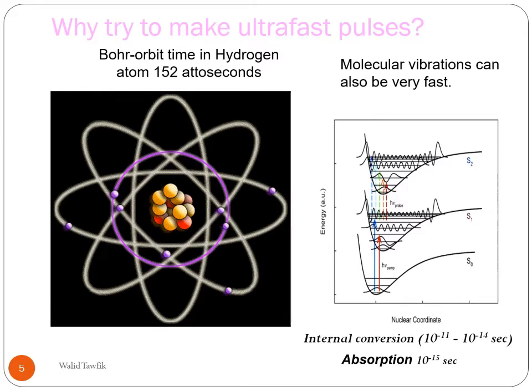Why do we have to go for ultrafast pulses? This is because we found one round trip of an electron around the atom takes around 152 attoseconds. In addition, some molecular vibrations take ultrafast intervals from picoseconds to almost femtoseconds. The absorption itself takes something like 1 femtosecond, so we have to use ultrafast pulses to follow all these kinds of dynamics and interactions.